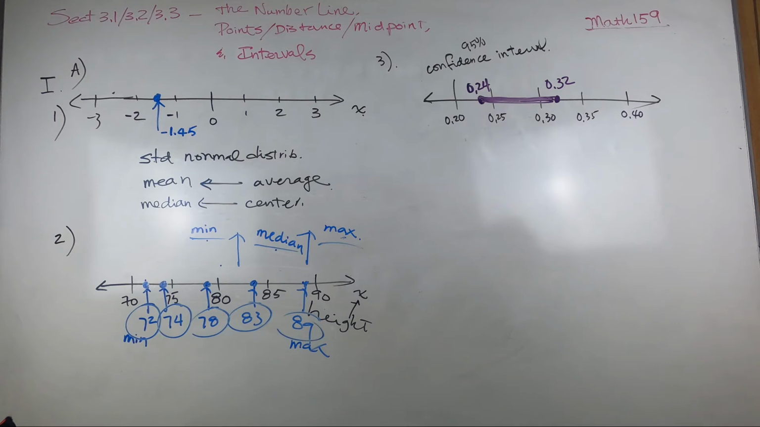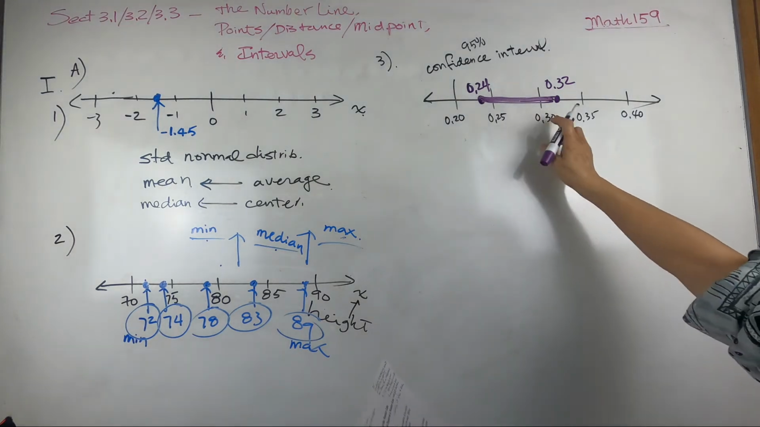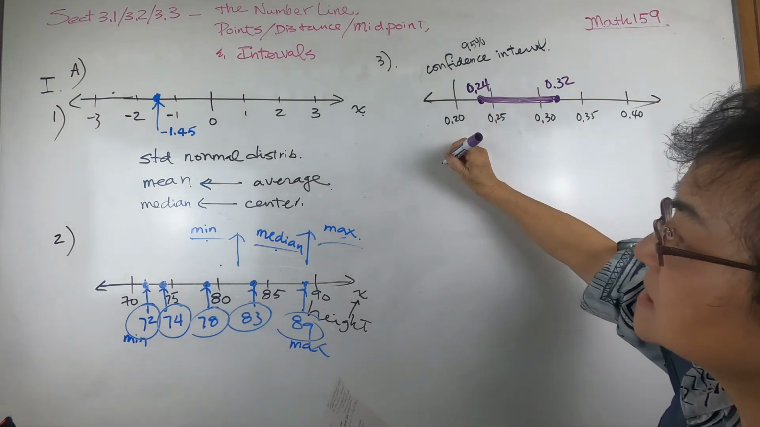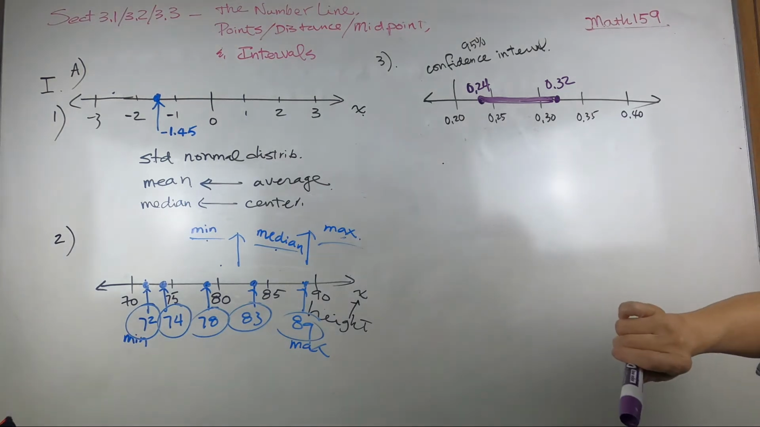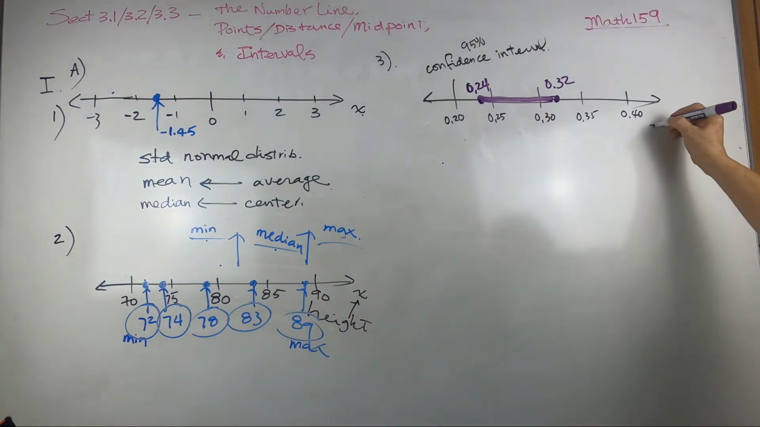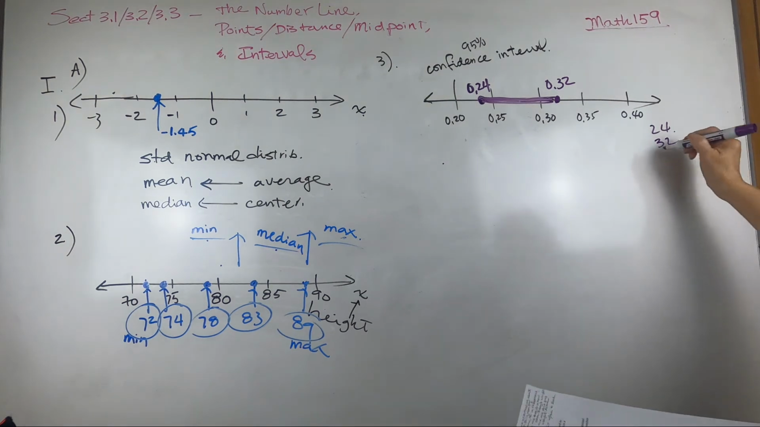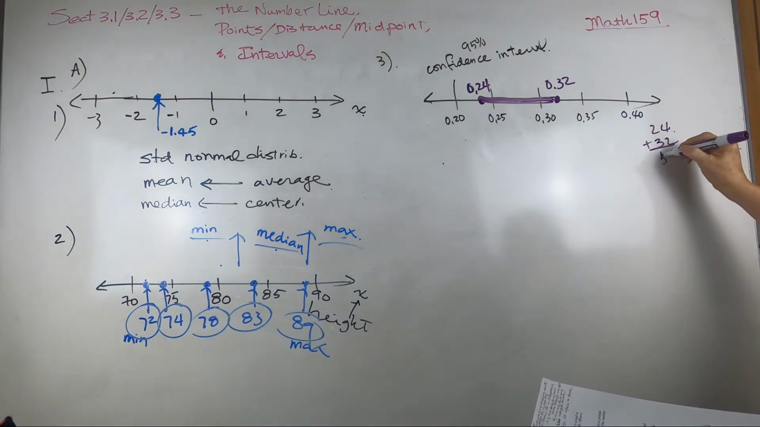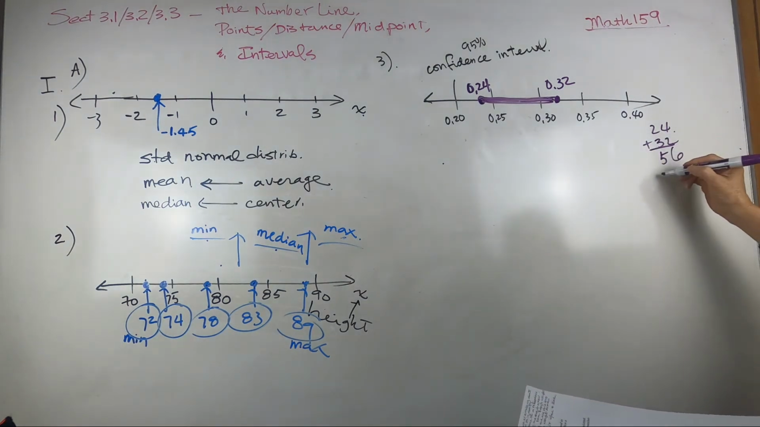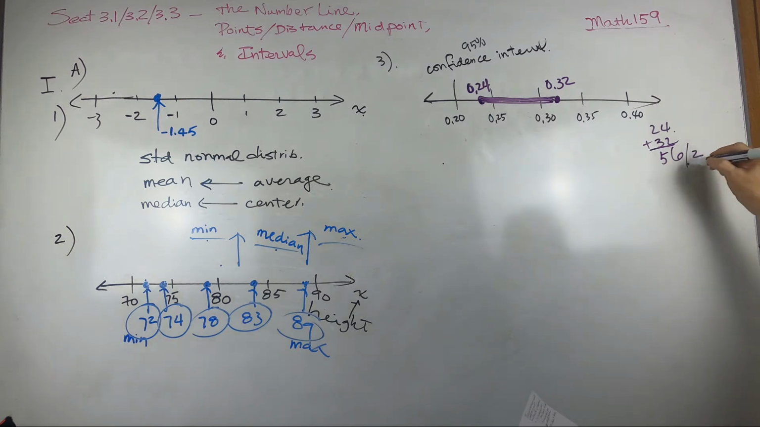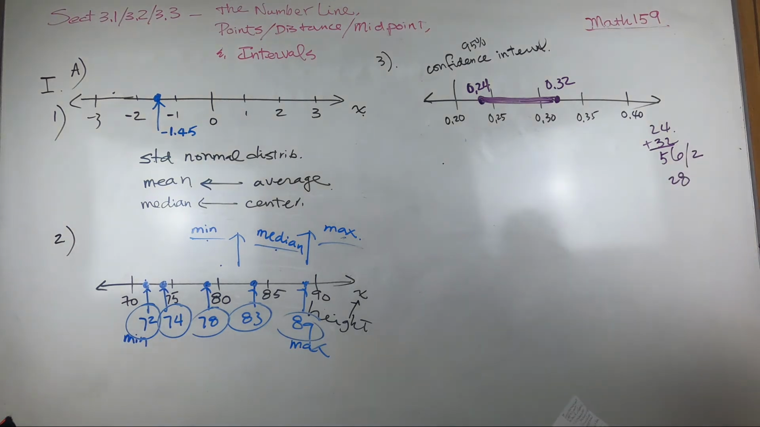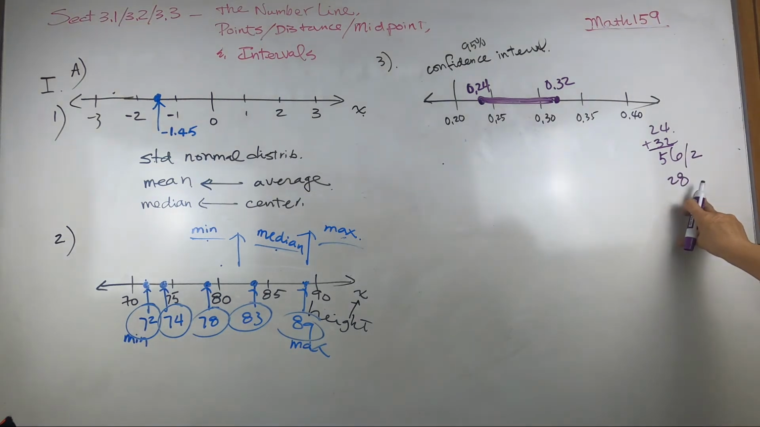With the center at what? 0.28. So what is the center? Center is the middle, right? If you have $24, I have $32, what's our average? You will add them up. So that would be what? 56. Average would be what? Divided by 2, that would be $28, say. Right?